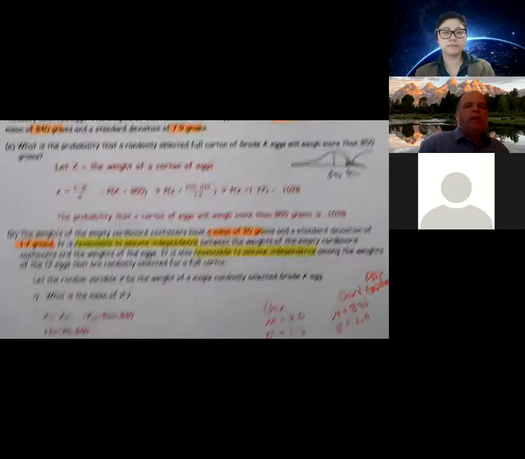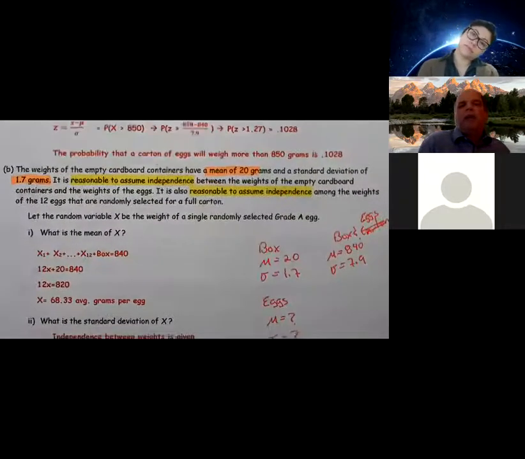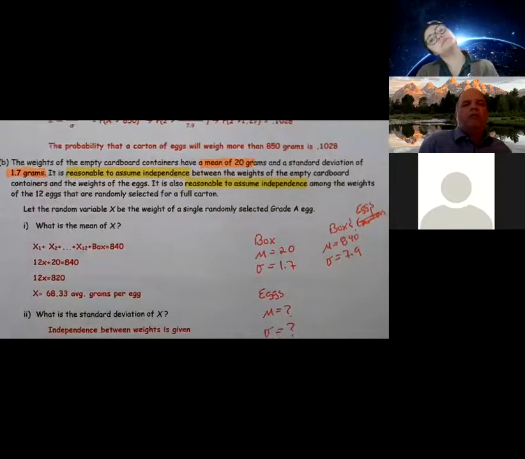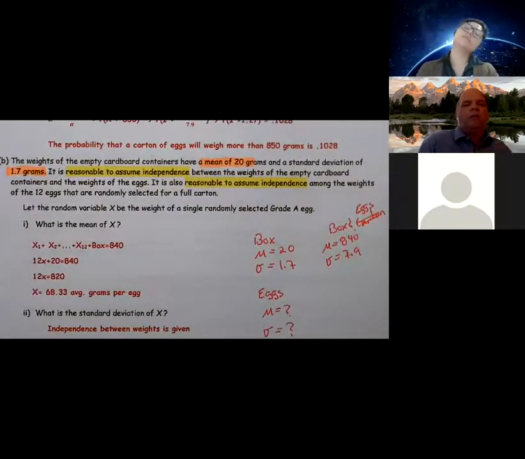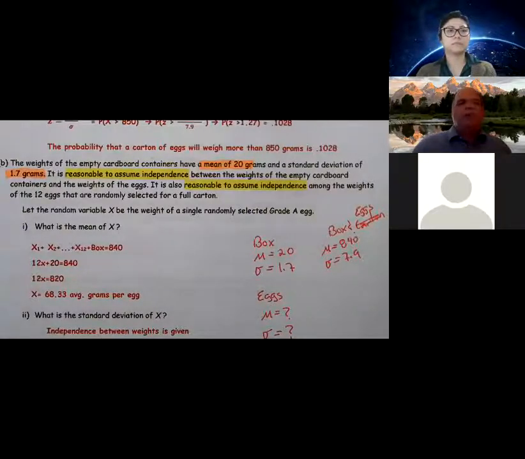They tell us the weight of the empty cardboard container. So the container by itself has a mean weight of 20 grams and a standard deviation of 1.7 grams. It's reasonable to assume that the weights of the empty container and the eggs are independent. It's also reasonable to assume independence among the weights of the 12 eggs. We'll talk about why that's important in a little bit.